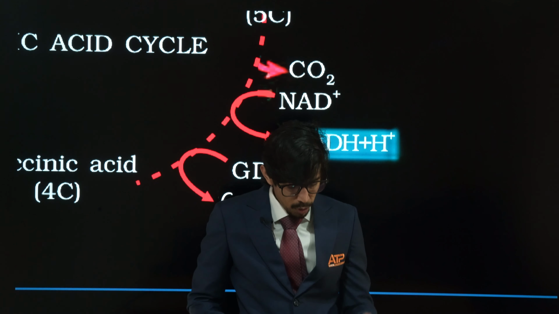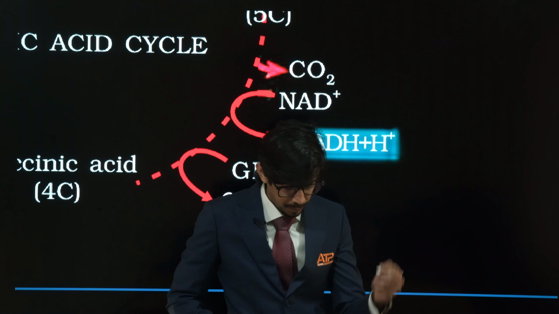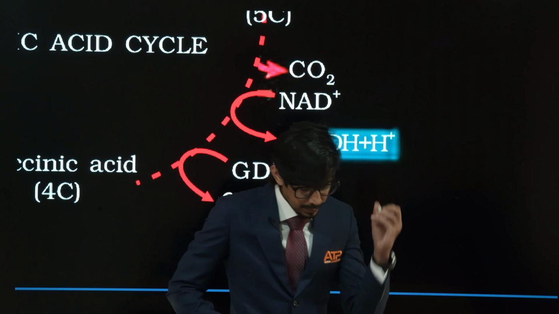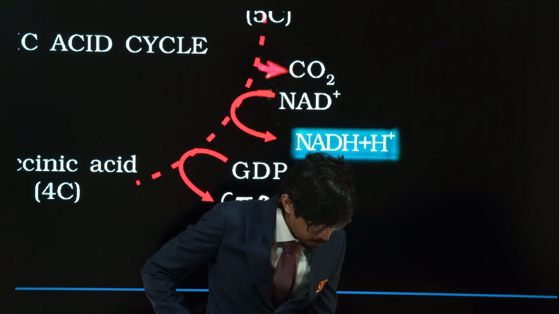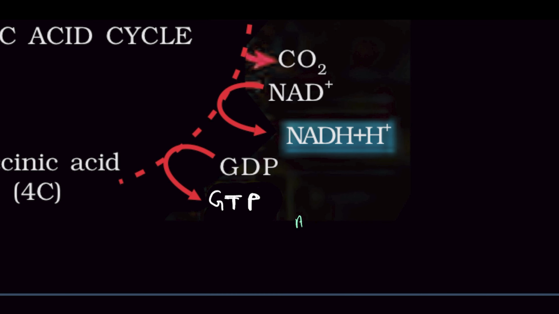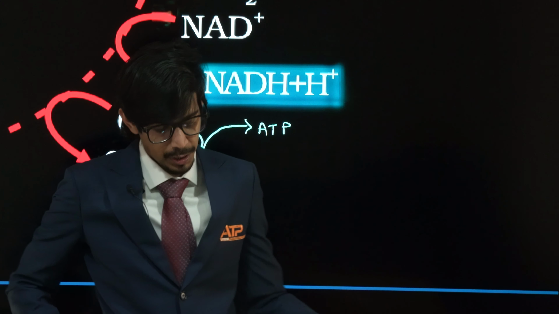And one more thing is going to take place here. See, this GTP will give its phosphate to ADP, right? And ADP will become what? ATP, and this GTP will become GDP again.